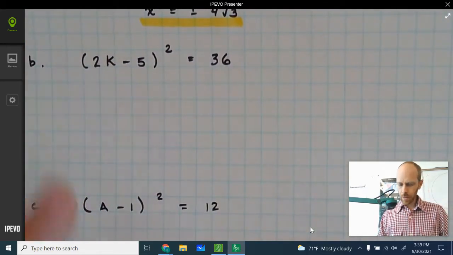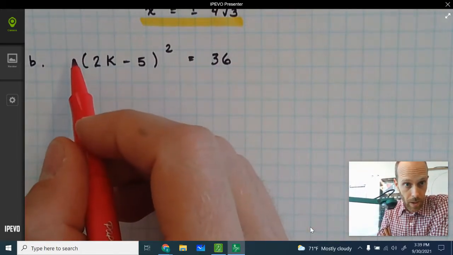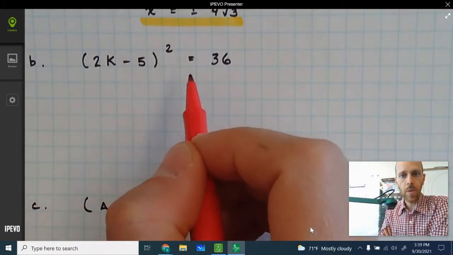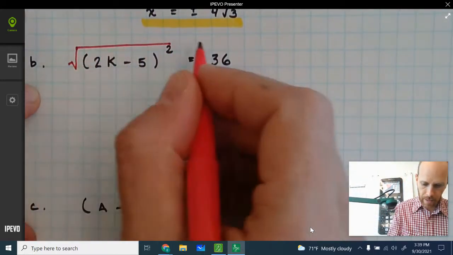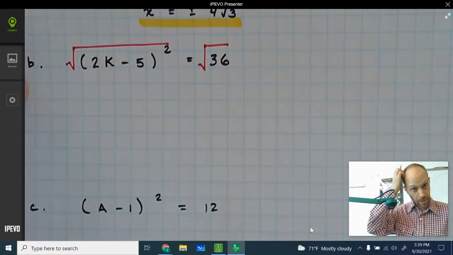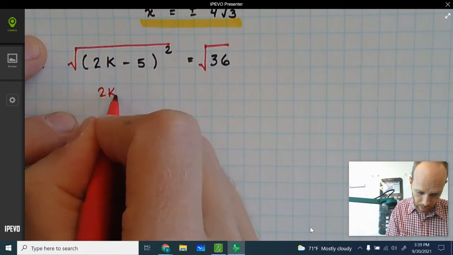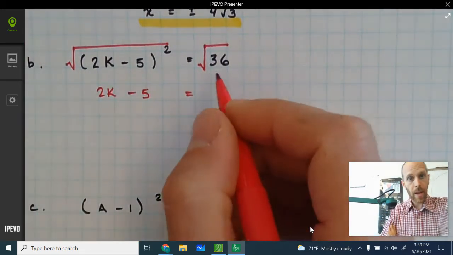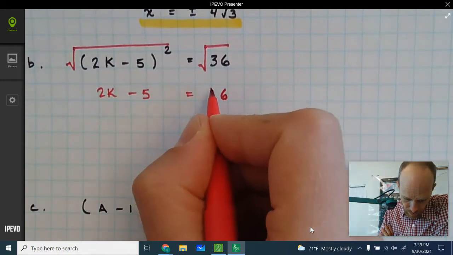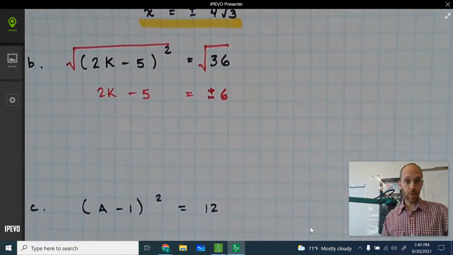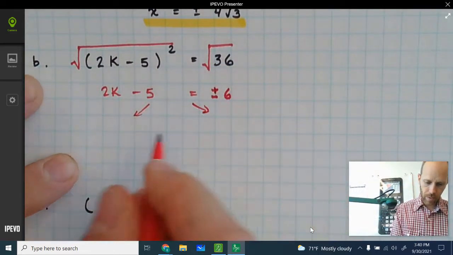Let's move along. Next one. The nice thing on the next one is that it's already set up for us. See that we already have something squared equals number. So we could begin this problem by taking the square root of both sides. On this side, we're going to get 2k minus 5. On the other side, the square root of 36 is 6. There's a positive and a negative solution to that.